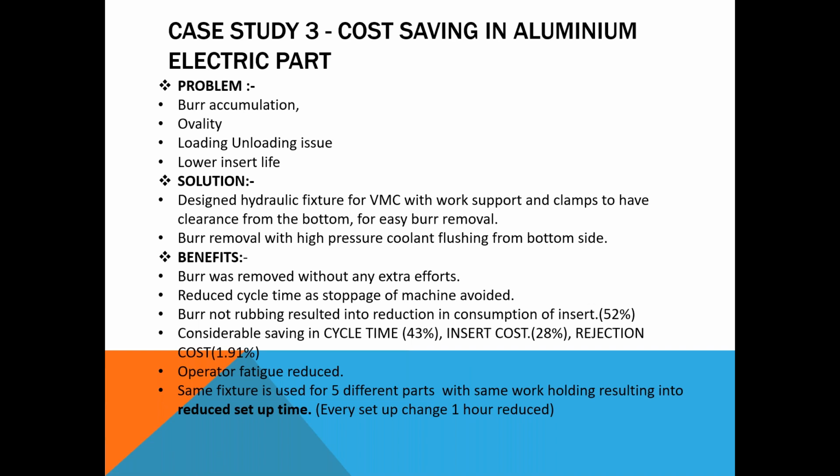The burr was removed without any extra efforts, because from below I can blow it all through with the coolant. Cycle time was reduced as stoppage was not there. Burr rubbing resulted in more insert consumption. That is reduced, and insert consumption has been reduced by 52%. A considerable saving in cycle time, that is 43%. Insert cost 28%. Rejection cost 1.91%. Operator fatigue was reduced, and as I already said, there are 5 different parts we were making, and for every change, 1 hour was required. Now it is 0.